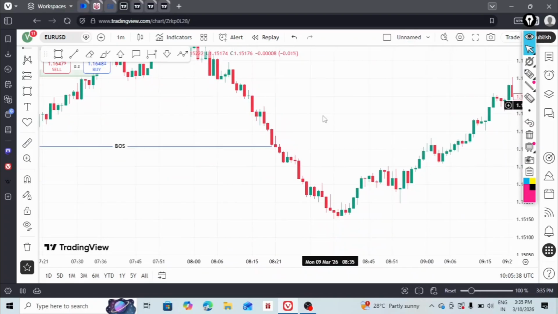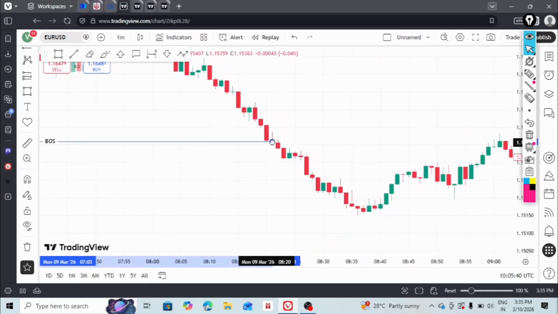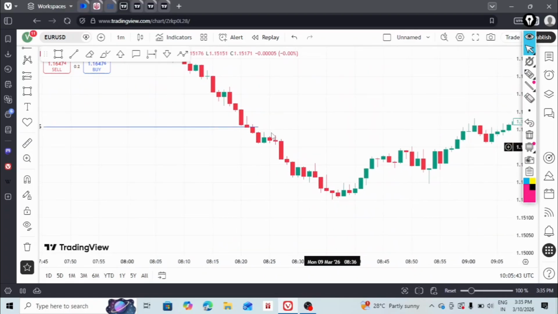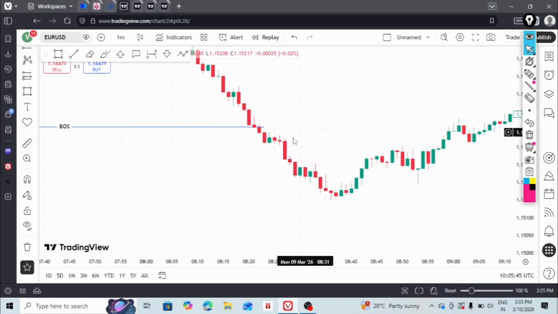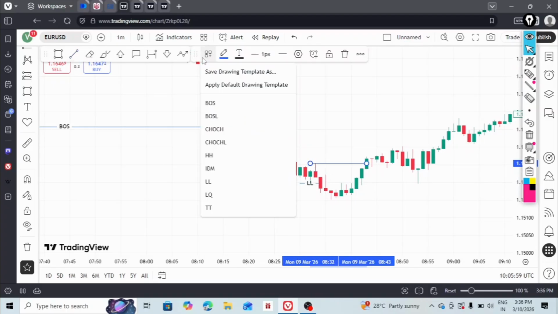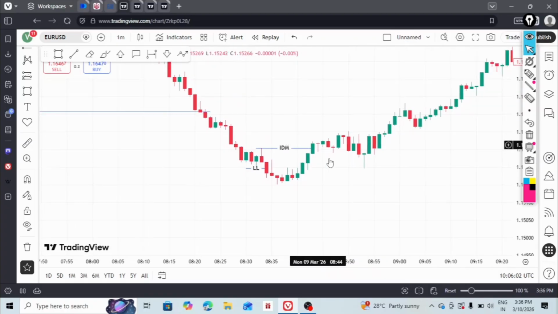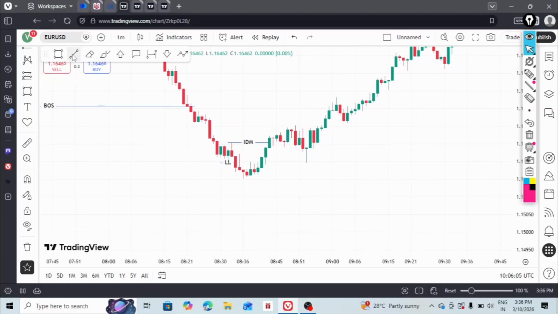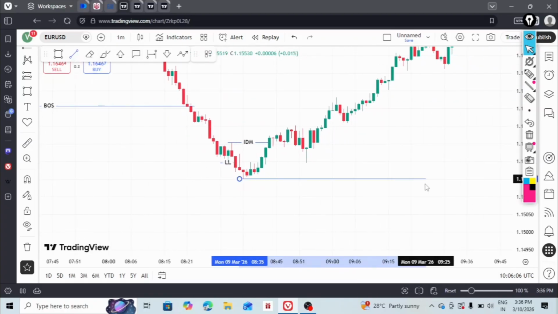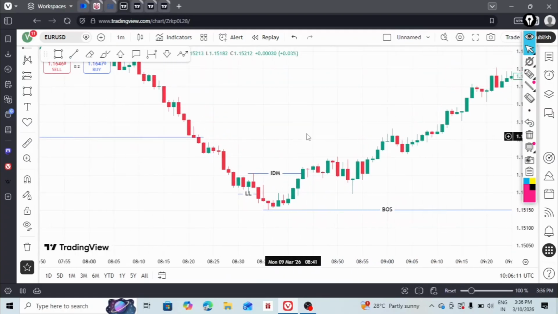After the break of structure, we have to find another inducement again in order to take a trade. If we look at here, this is the major candle, the lower low. We have the pullback here, so this is our inducement. Inducement mitigation means we will get the break of structure here: inducement mitigation, then break of structure.